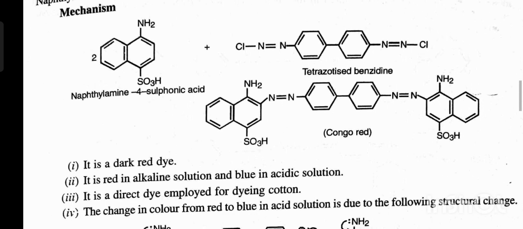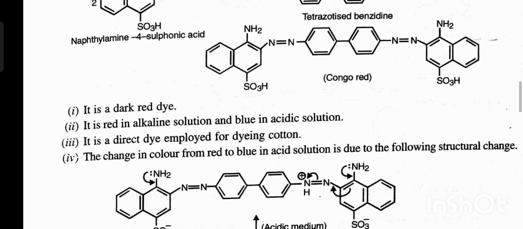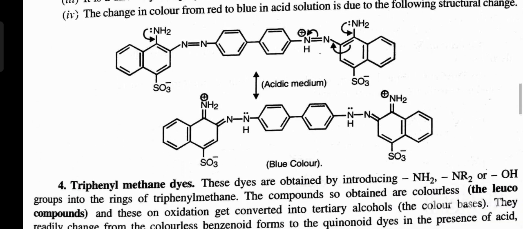Applications. It is a dark red dye. It is red in alkaline solution but blue in acid solution. It is a direct dye applied for dyeing cotton. The change in color from red to blue in acid solution is due to the following structural change.